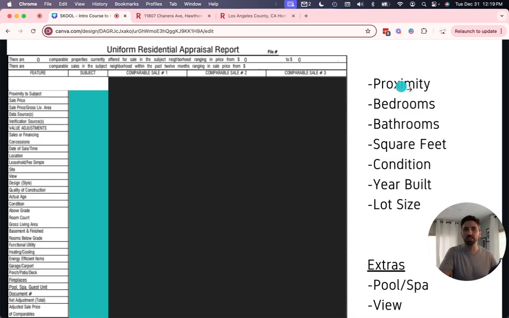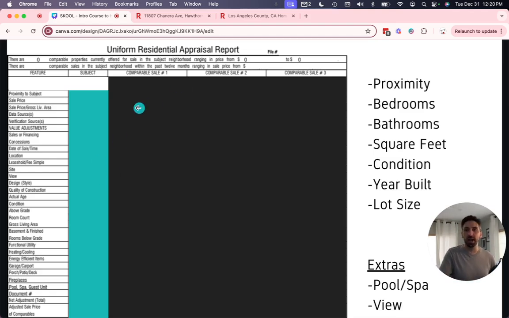So they're going to go through all this stuff. They're going to go through the proximity of these comparables to the subject property, and how the bedroom and bathroom counts compare. So if the subject property has 3 beds, do these other comparable properties have 3 beds, or do they have 4 or 2? And if they have a different number of bedrooms or bathrooms or square footage or any of these other things, if it's not exact, then adjustments have to be made.